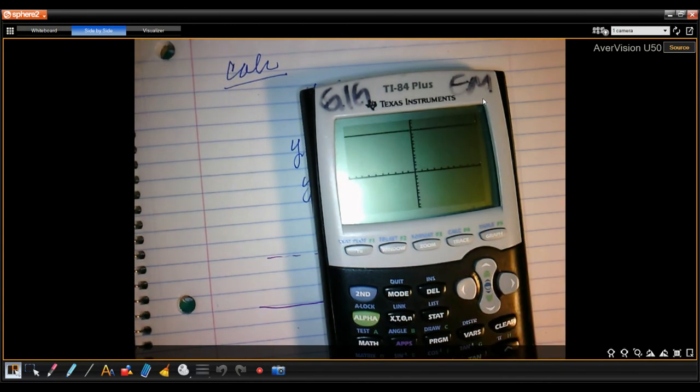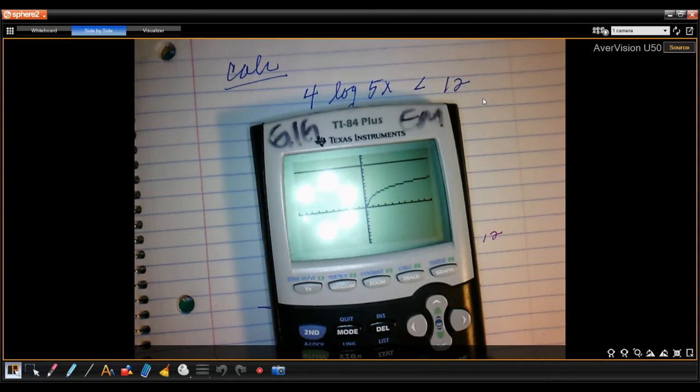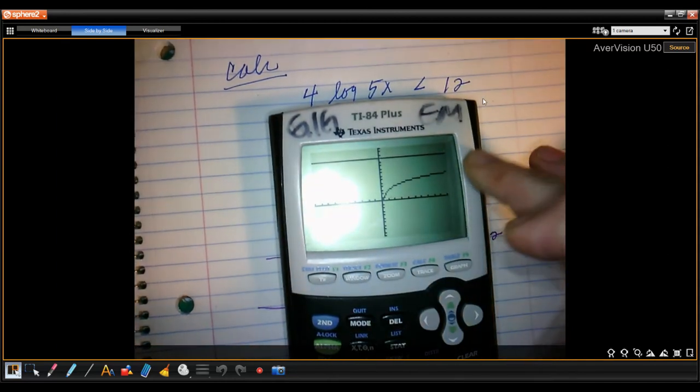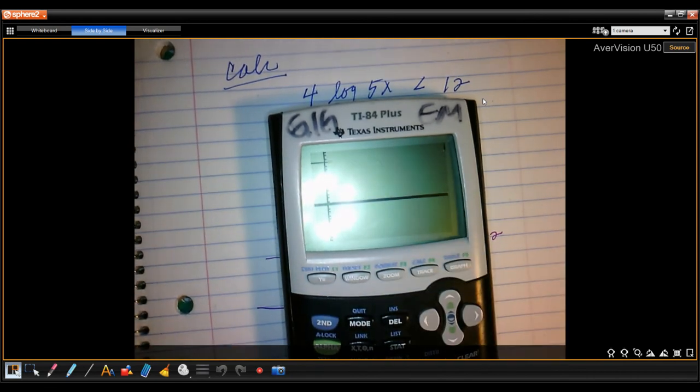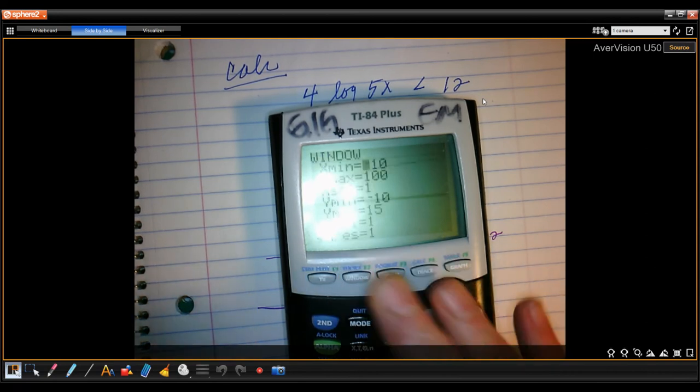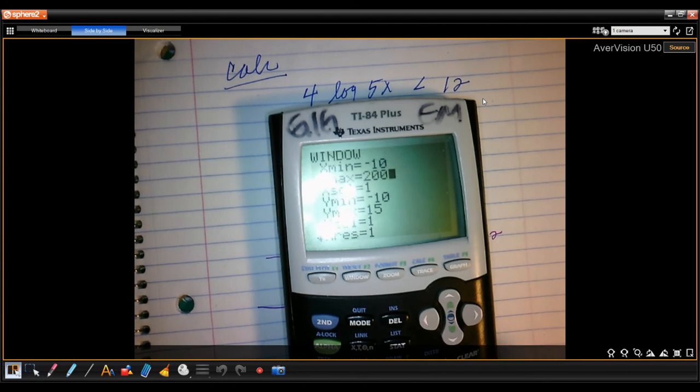So there's the 12. And then there is the log. But it's way over here to the right. So I'm going to change my window, I don't know, 20. There's the graph. And nope, not even close. So we'll do window 100. Let's see if that works. Oh, wow, it's way over there. Okay, we're going to go window 200.